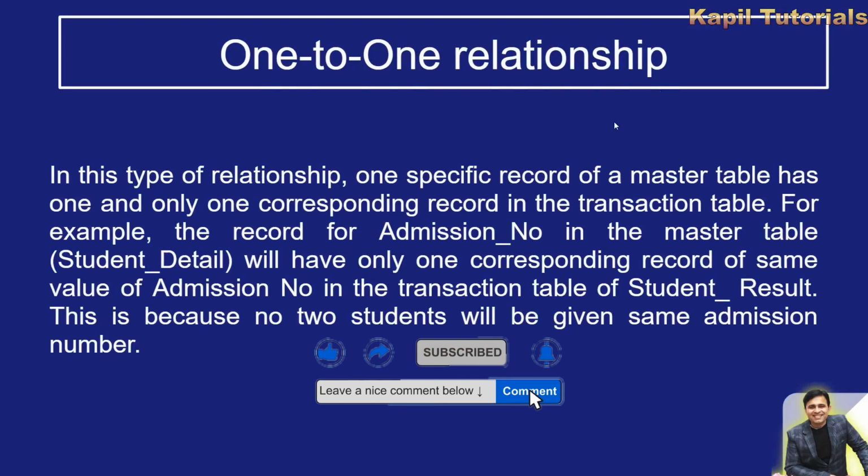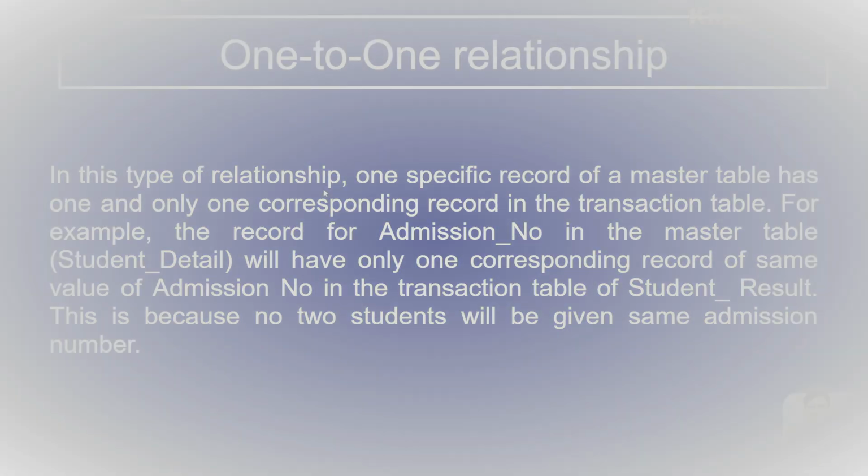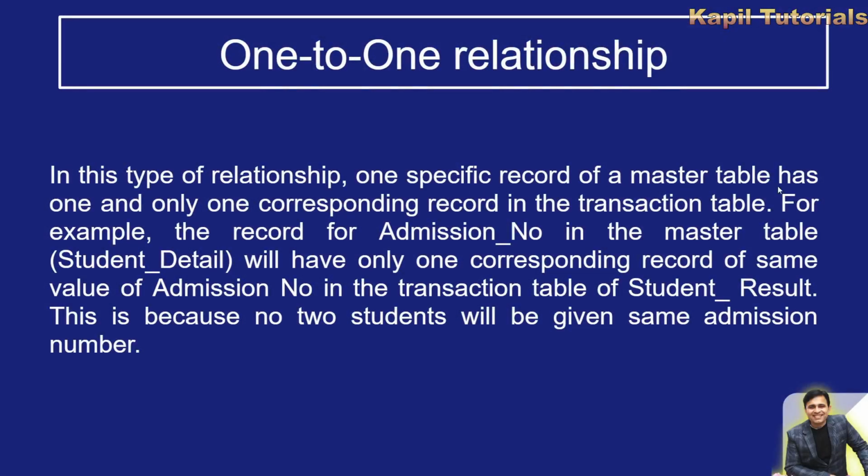One to one relationship. In this type of relationship, one specific record of a master table has one and only one corresponding record in the transaction table. It's important that it has only one corresponding record in that transaction table. It's not repeating. For example, the record for admission number in a master table, student details, will have only one corresponding record of the same value of admission number in the transaction table. This is because no two students will be given the same admission number.